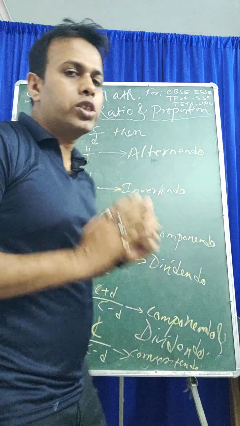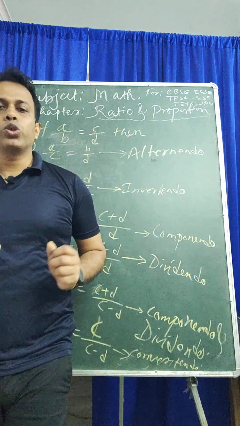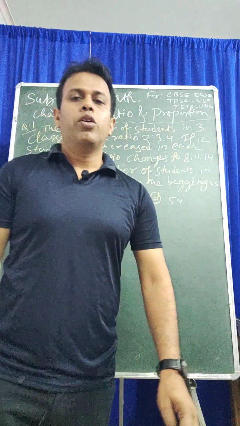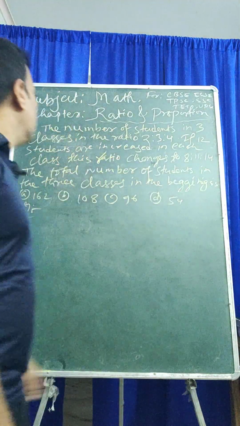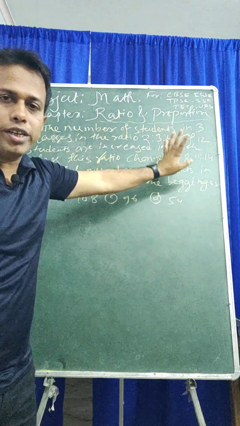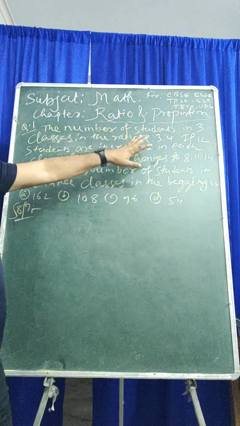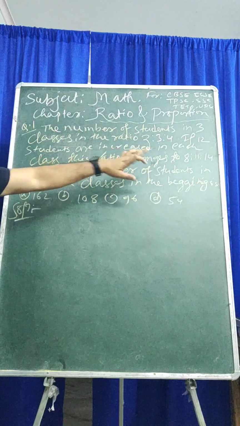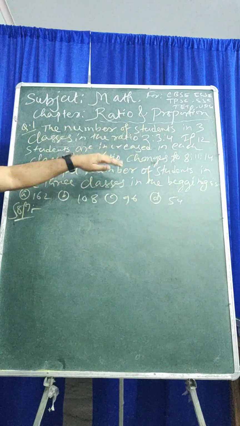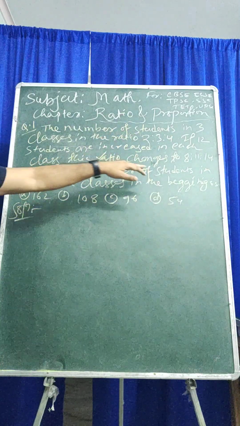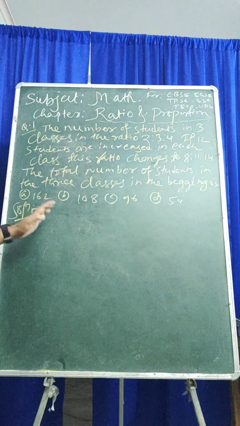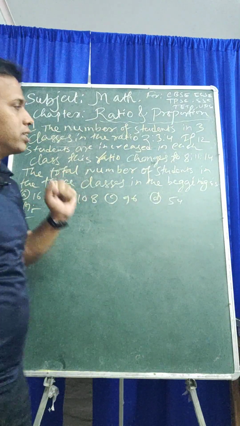Now we will do some MCQ questions from the basic level. Our first question is like this. The number of students in 3 classes are in the ratio 2:3:4. If 12 students are increased in each class, the ratio changes to 8:11:14. Find the total number of students in the 3 classes in the beginning.